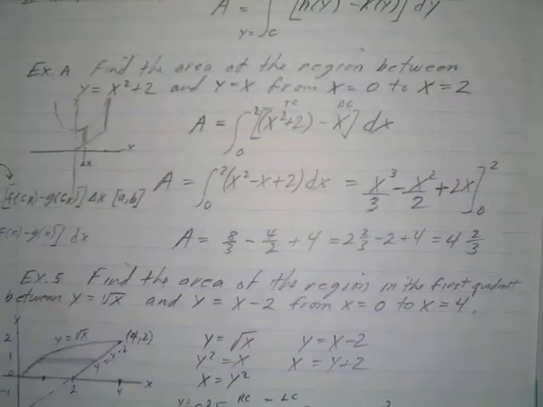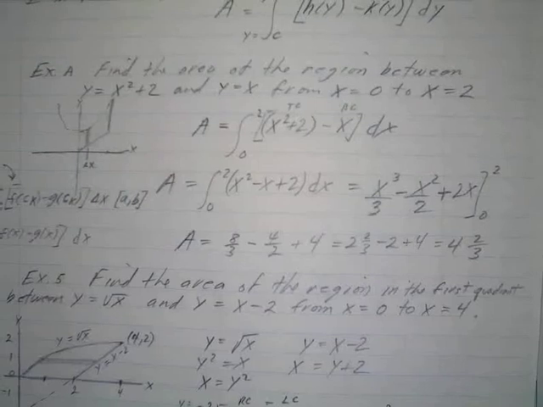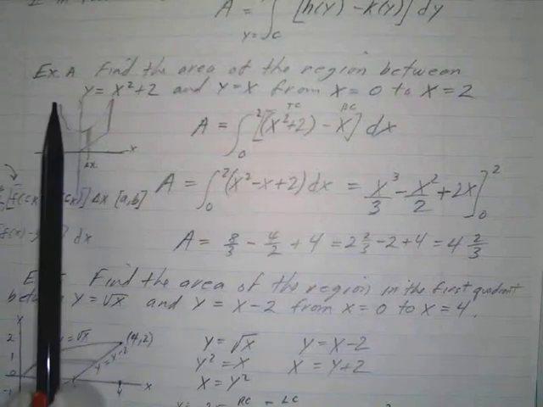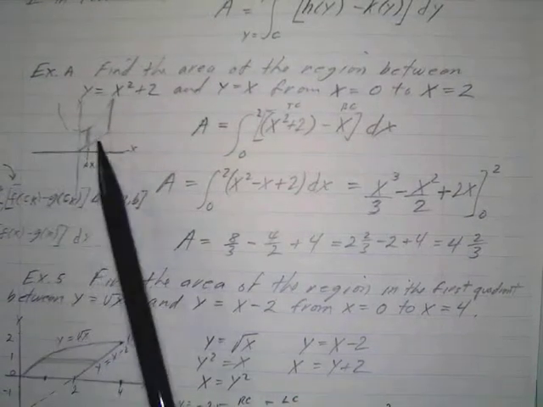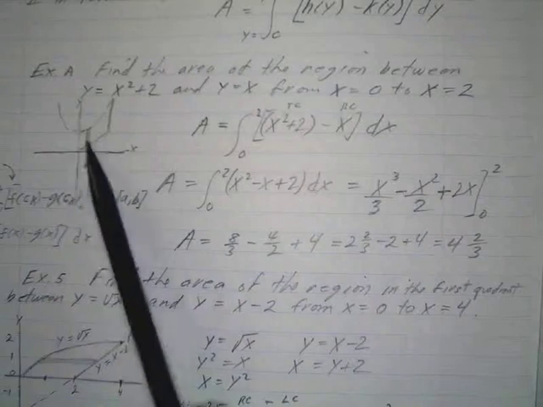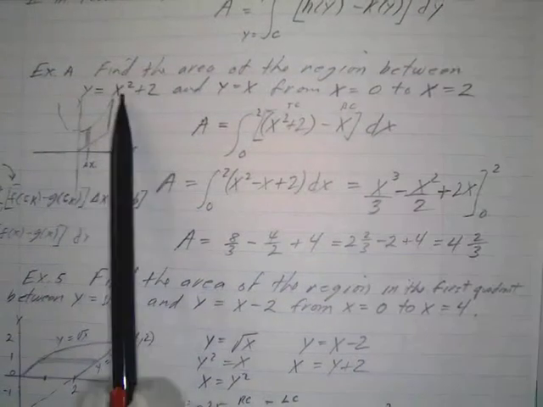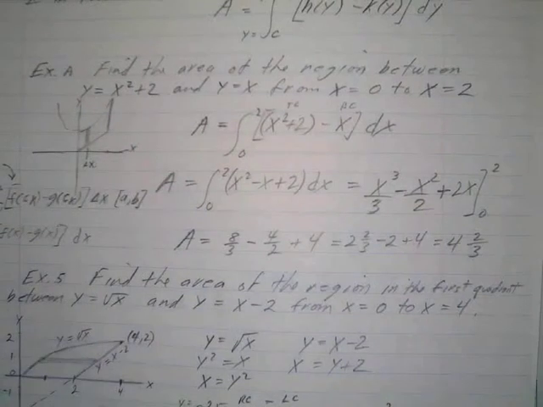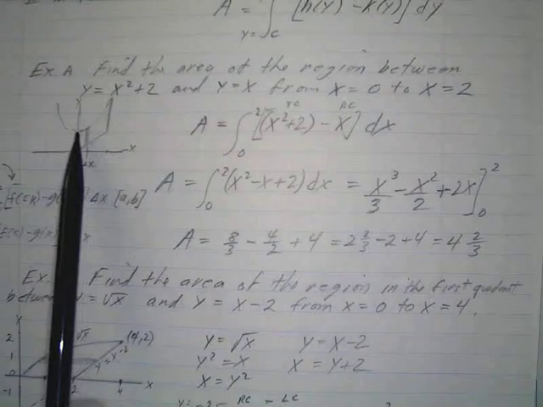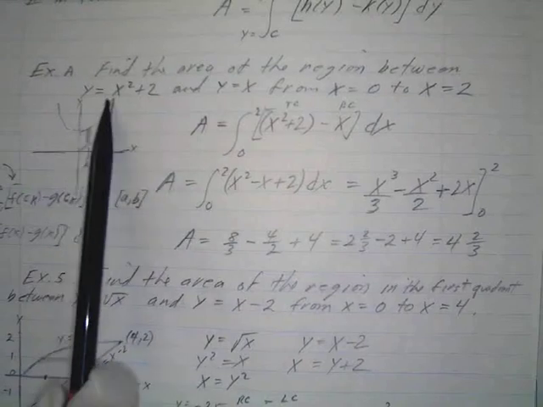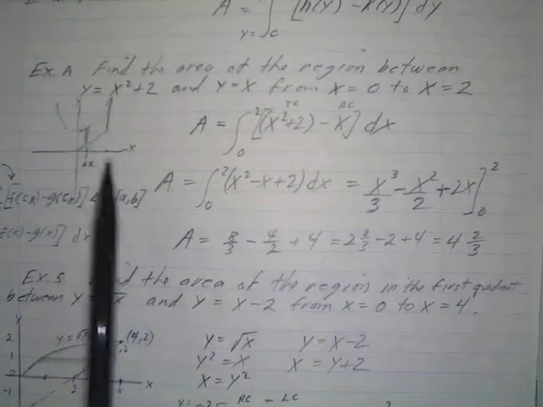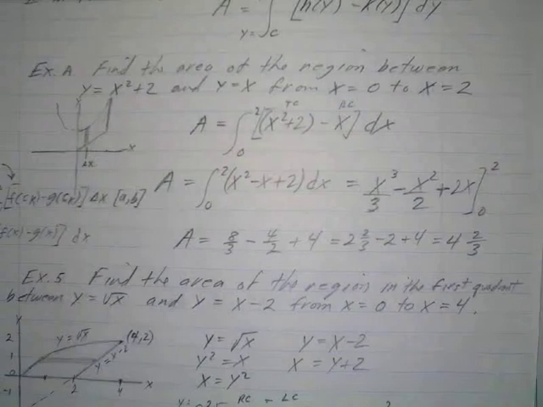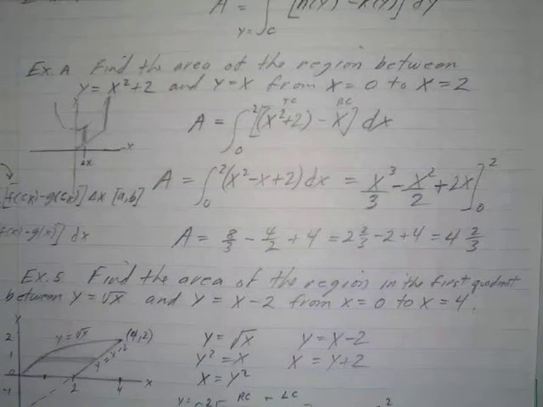Example A, find the area of the region between y equals x squared plus 2 and y equals x from 0 to 2. So this would be my f of x, the top curve, and this would be my g of x, the bottom curve. Remember, y equals x is just a diagonal line, and then x squared is just a parabola shifted up 2, so this is our parabola. And we want to find the area of this region. You see we've got a parabola on the top and a line on the bottom between 0 and 2. So that's not too bad.